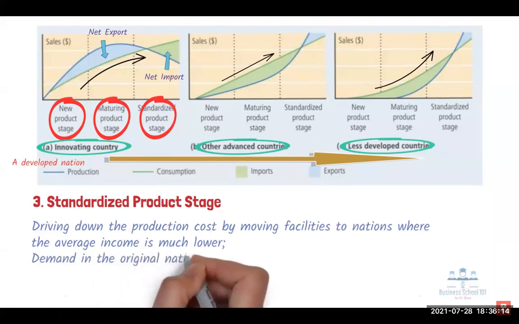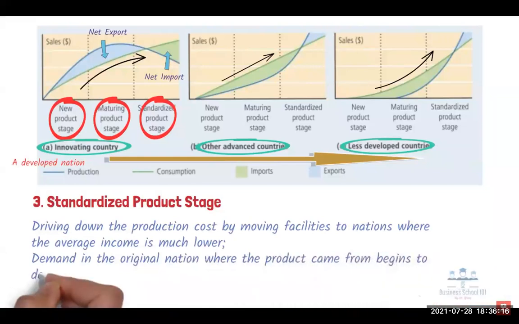Meanwhile, demand in the original nation, where the product came from, begins to decline and eventually dwindles as a new product grabs the attention of the people. The market for the product is now completely saturated, and the innovating corporation leaves the manufacture of the product in low-income countries and switches its focus to a new product as it bows gracefully out of the market.